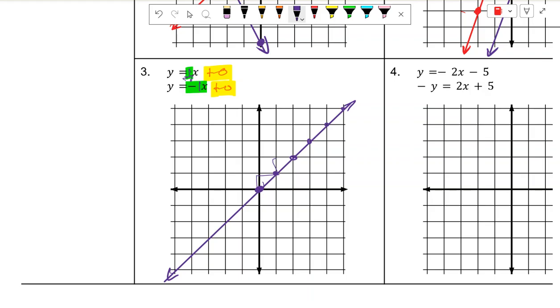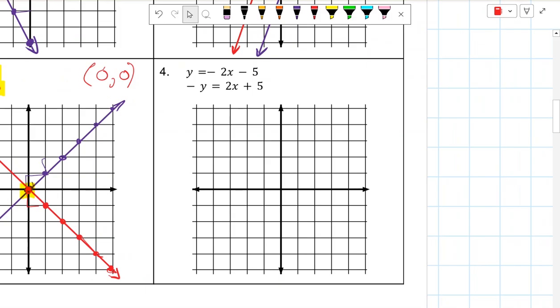And then for our second one, we can see that's going to cross right there at 0 as well, but our slope is different. It's negative 1 over 1. So negative 1 over 1. Put our arrows top and bottom, and you can see that their solution is actually at the origin. So the solution is 0, 0. That's a one solution problem.